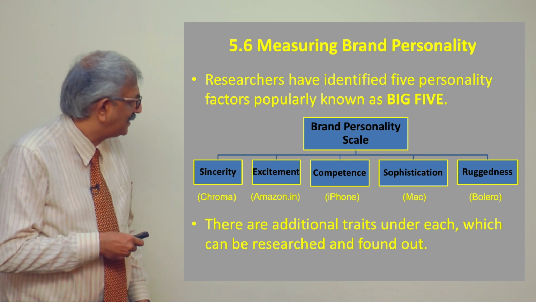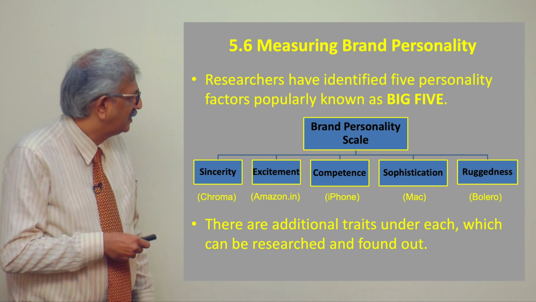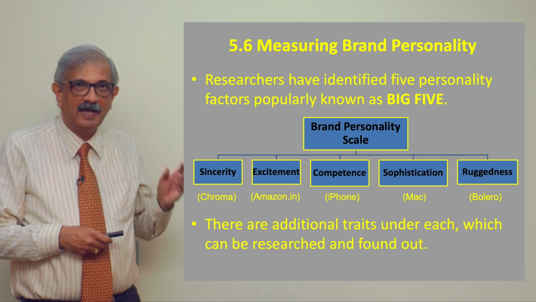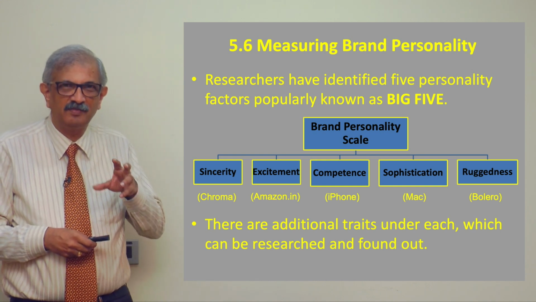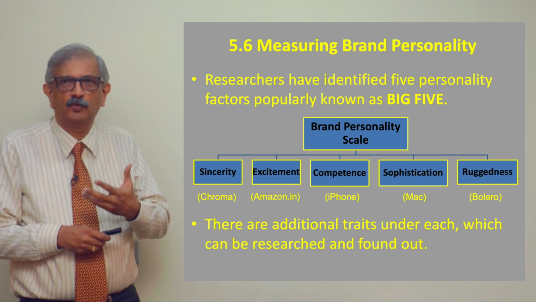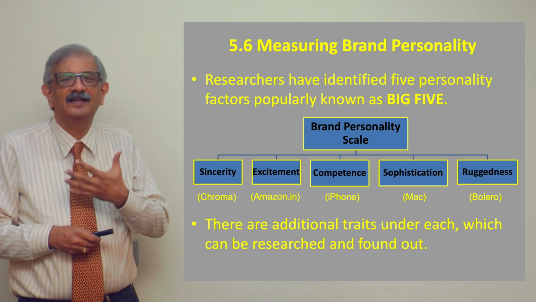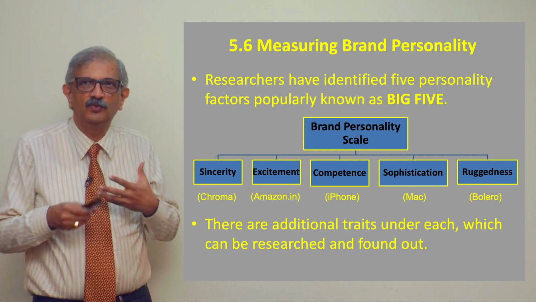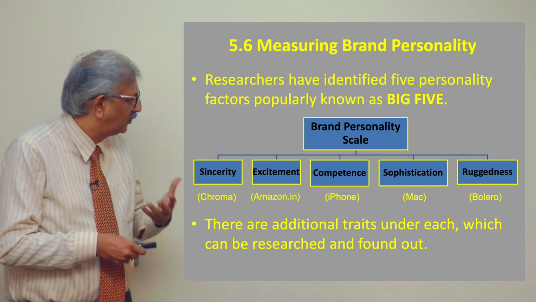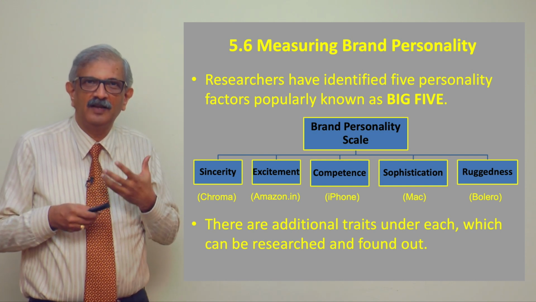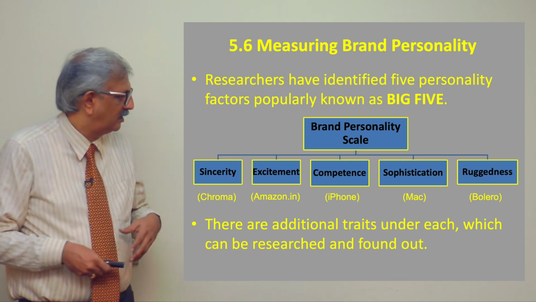It starts with sincerity. Second is excitement, then competence, then sophistication, and then ruggedness. I have given you one example, just a representative for you to know. Like sincerity, if you see the store of Chroma, you feel that sincerity is strong out there. Amazon, it's all about excitement, new things every time, new offers. Competence, so I have given you iPhone as an example. That's a brand you see as a competent brand.